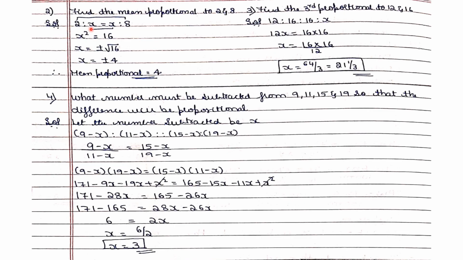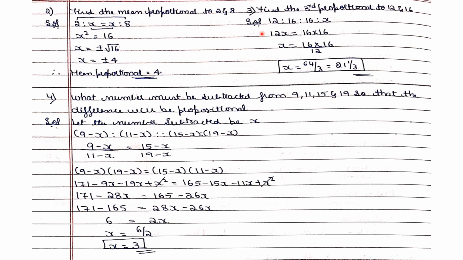Here you have to find the mean proportional. For a mean proportional, the B and C values will not be given, so both have to be taken as x. This is called A and this is called D. So A into D is equal to B into C. So 16 is equal to x square. x is equal to plus or minus root 16, so x is equal to plus or minus 4. So the mean proportional value of the numbers is 4.